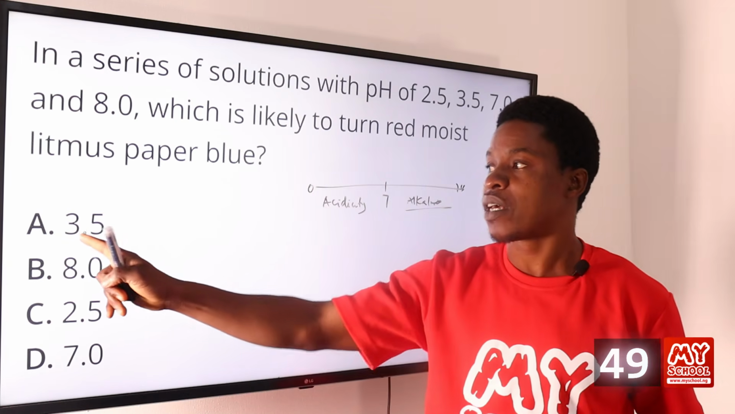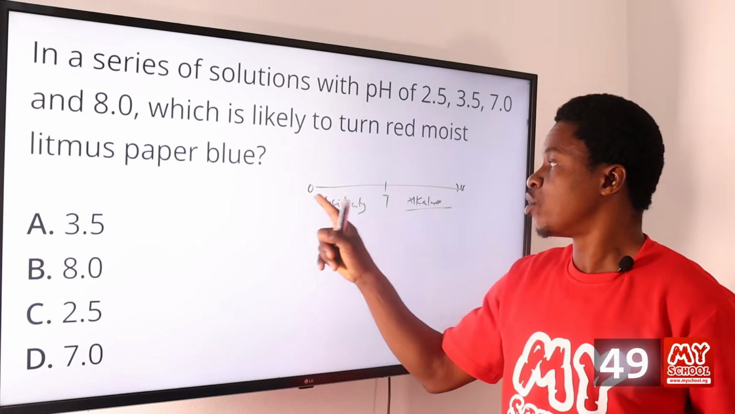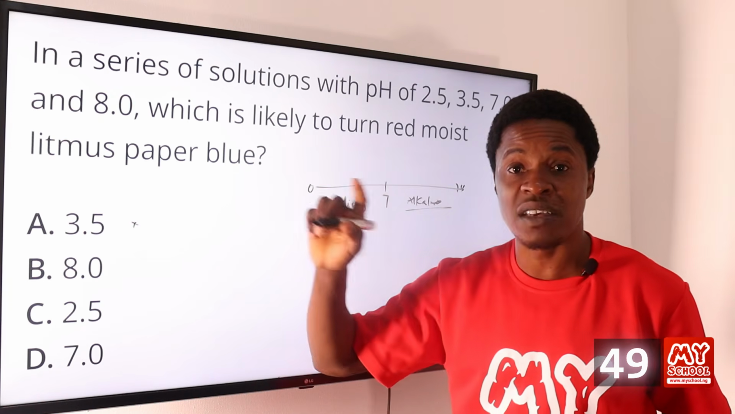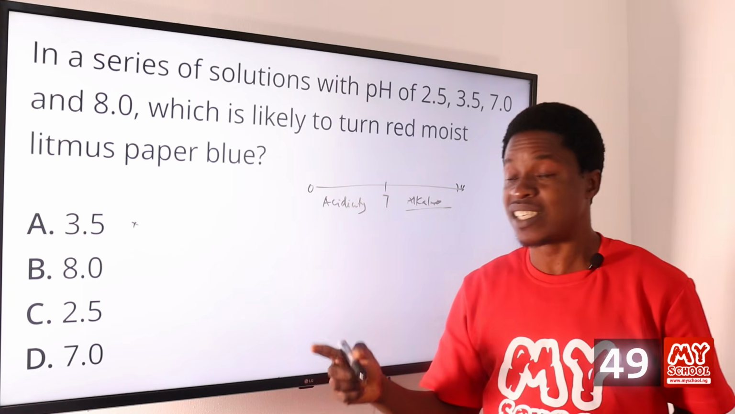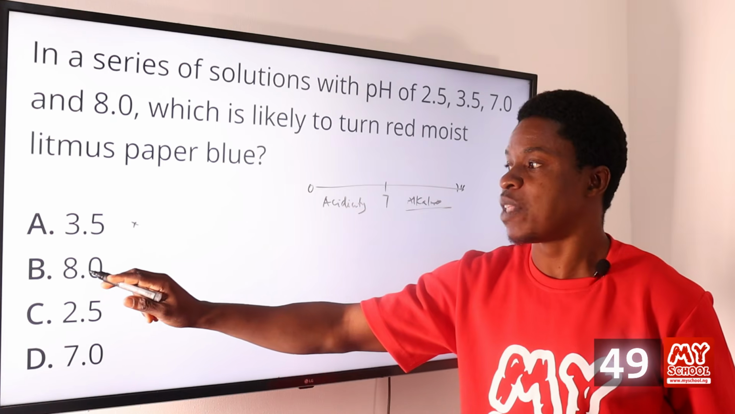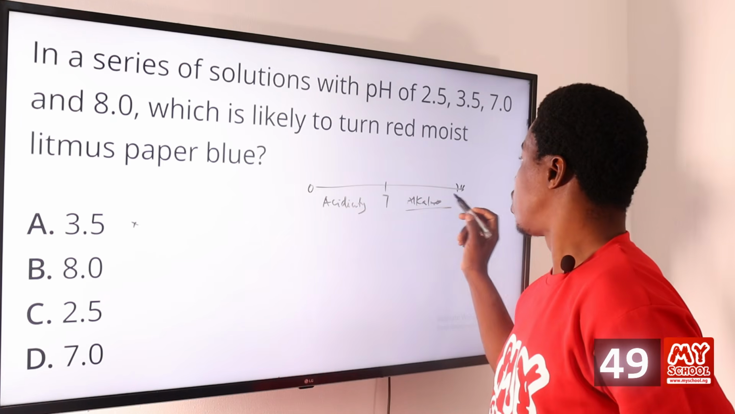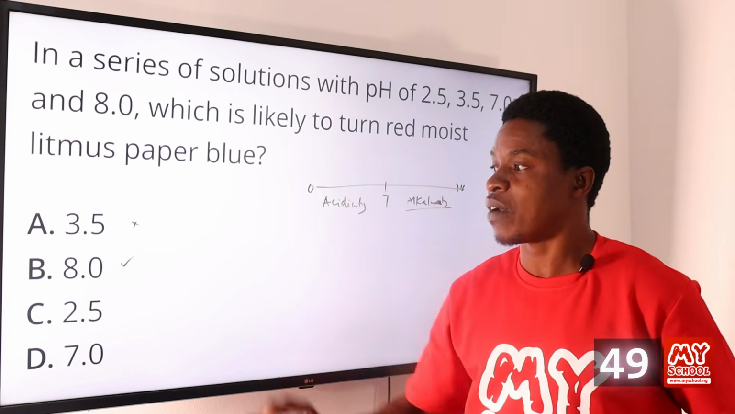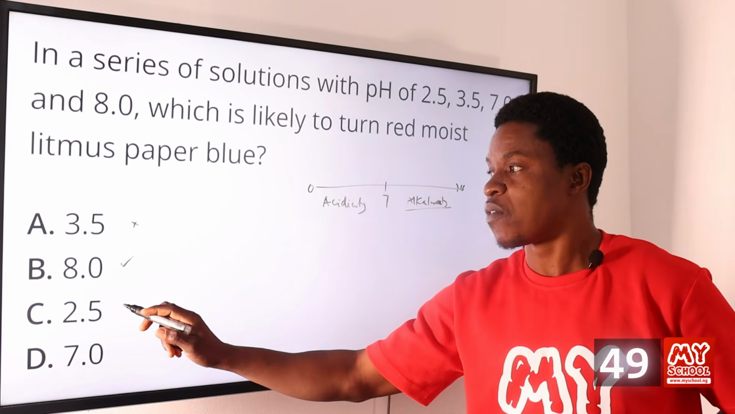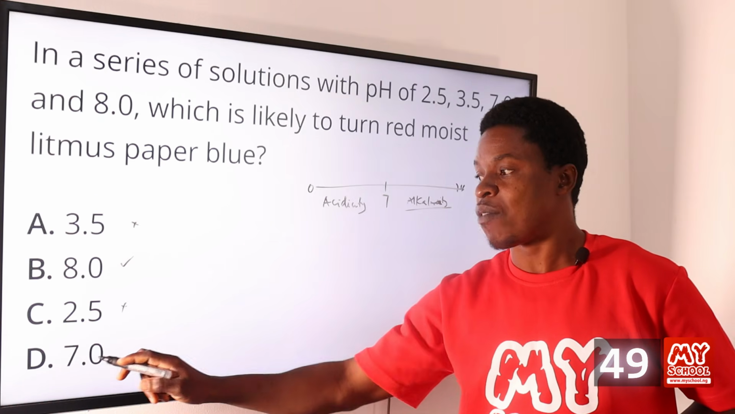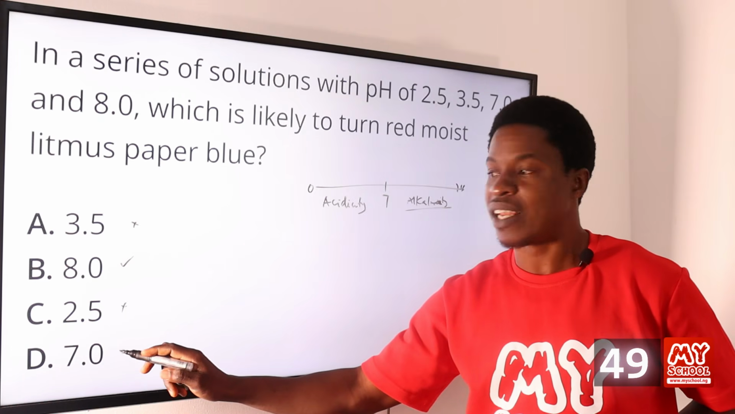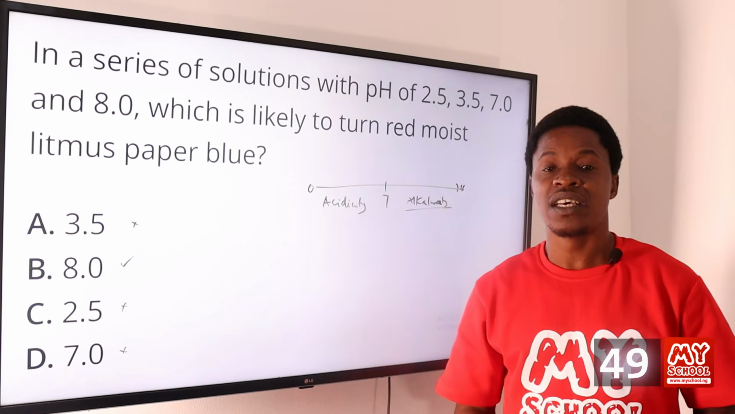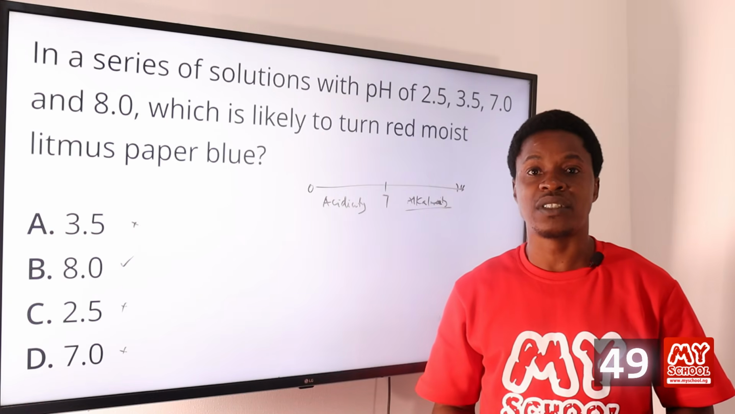Option A says 3.5. 3.5 falls in the acidic range, so that cannot be. Remember, we are looking for the one that is alkaline or basic. Option B says 8.0. 8.0 falls in the alkaline region, so that is correct. Option C says 2.5. 2.5 is acidic. Option D says 7.0. 7.0 is neutral. It's neither acidic nor basic, so that is off. So the correct answer is option B, 8.0.